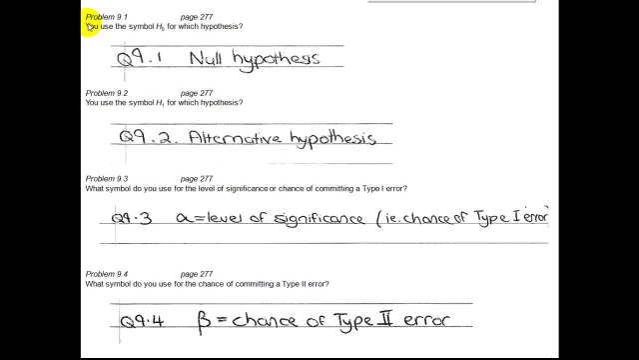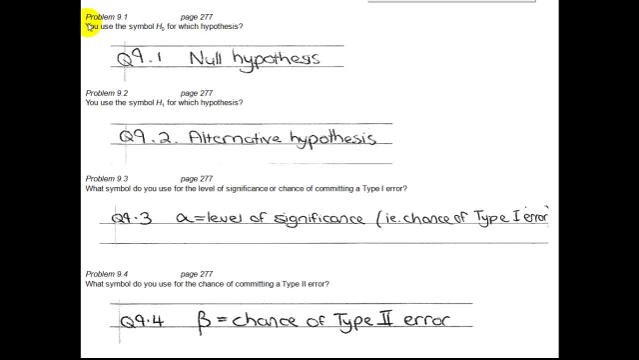Problem 9.2, we're using the symbol H1 for which hypothesis? Well, H1 is the alternative hypothesis. Now remember, it can also be written as H with a little subscript A. So H1 or HA are both okay as the symbol for the alternative hypothesis.